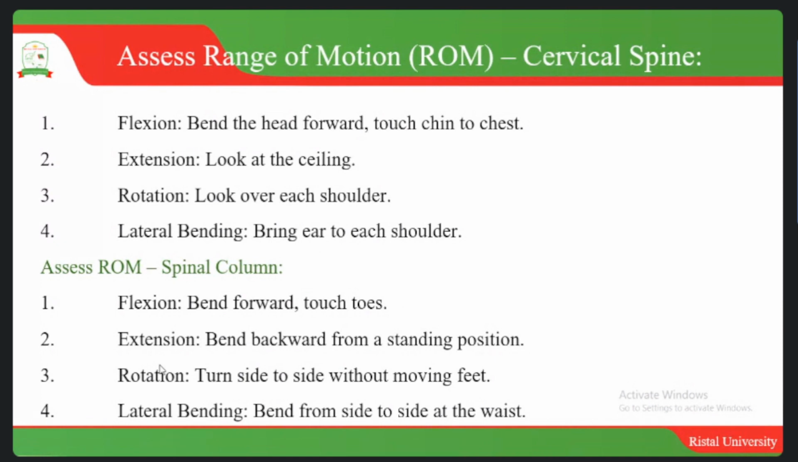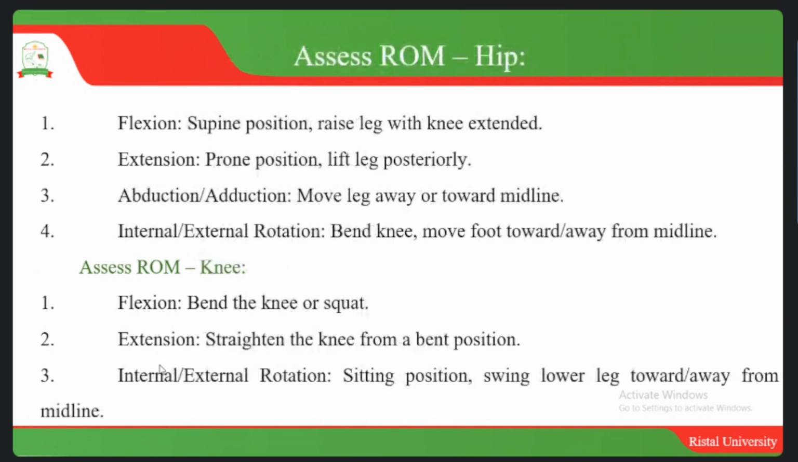And then lateral bending, bend from side to side at the waist. Then you tell the patient to stand straight and ask, can you bend to one side? Sometimes you can tell them to touch their foot on one side, either the left-hand leg, and bend to that side, then also on the other side. That is how you assess the spinal column.